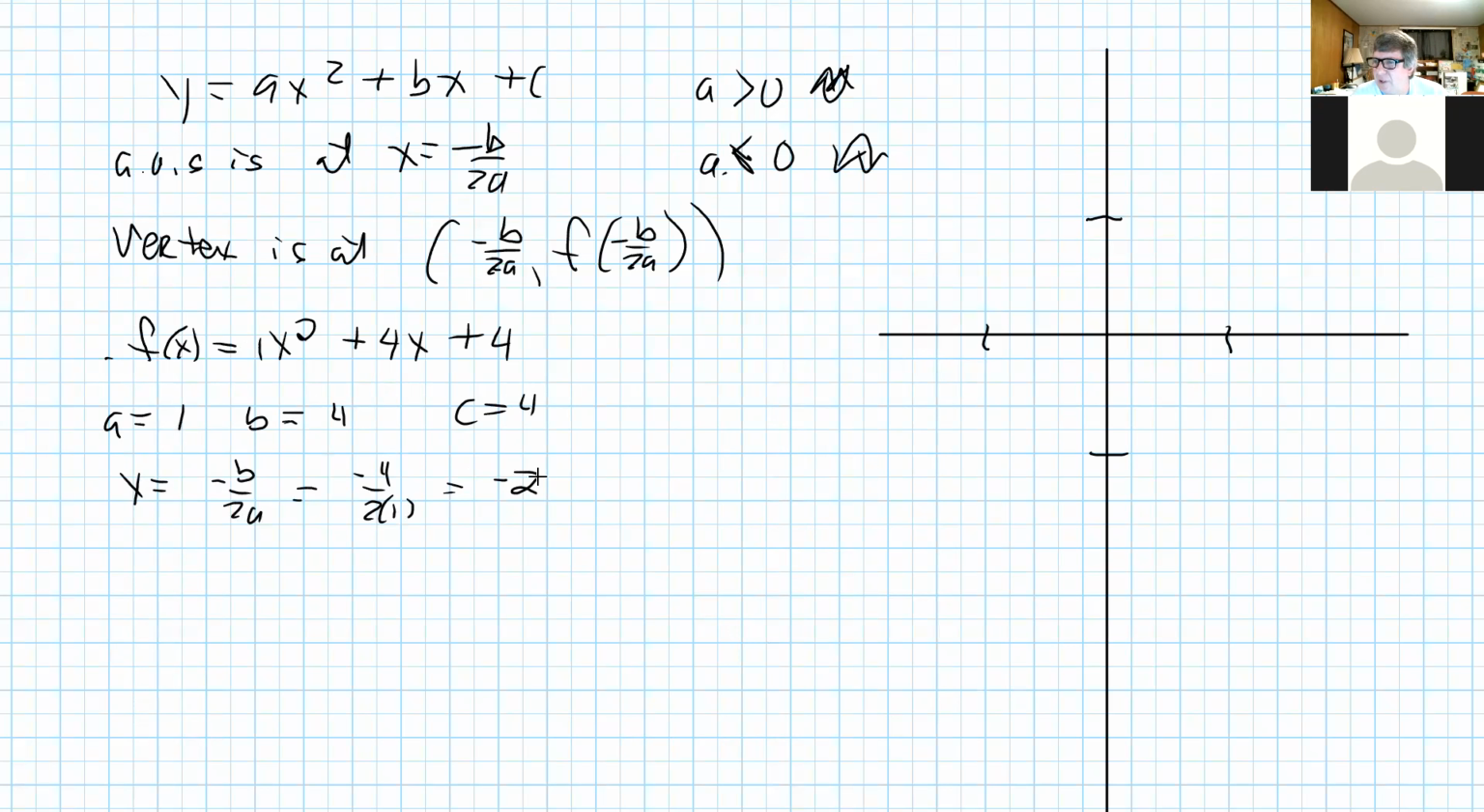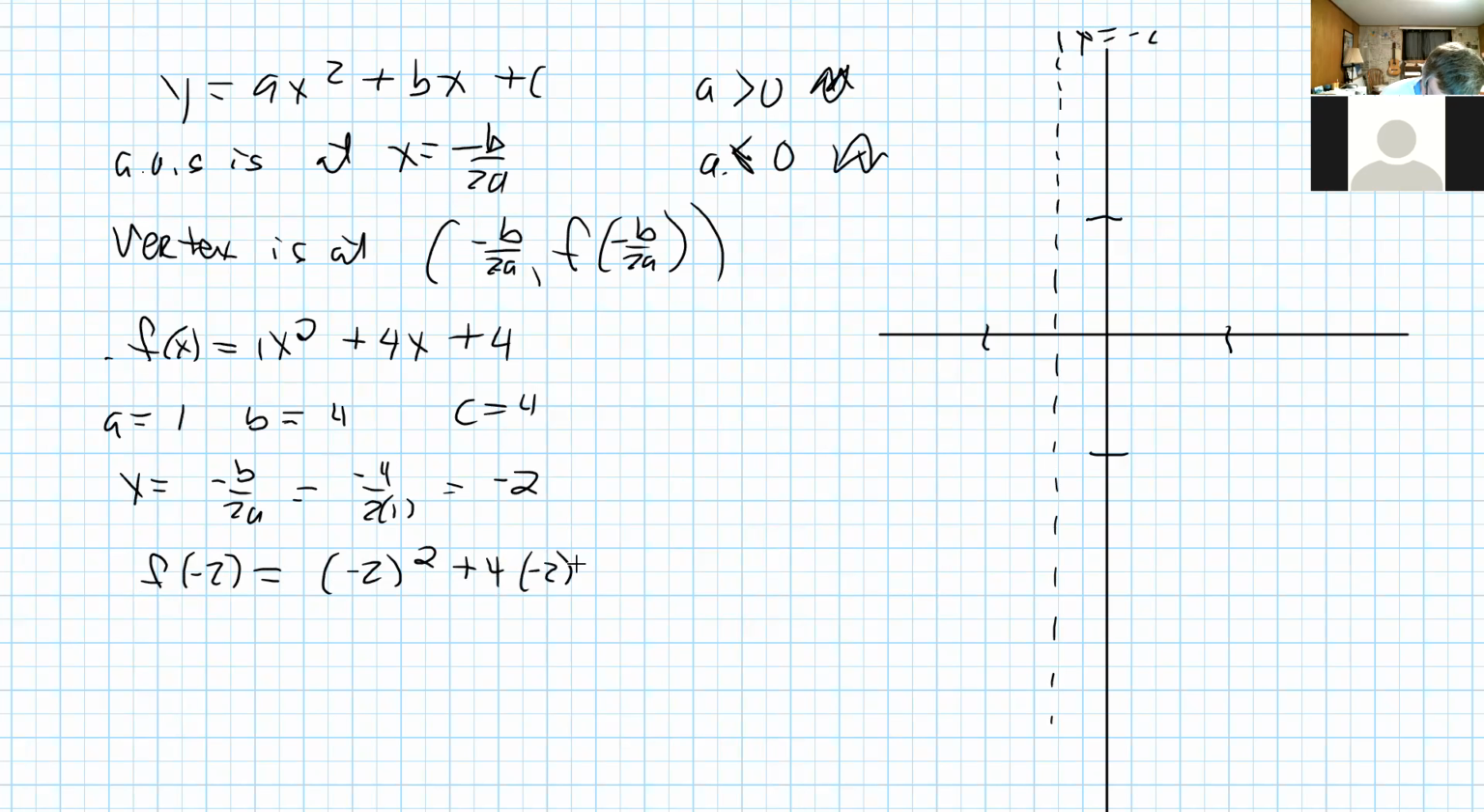If we were graphing this by hand, not on the computer, we'd have an axis of symmetry going through x equals negative 2. Now, to find the vertex, we need to find f of negative 2, which is negative 2 quantity squared plus 4 times negative 2 plus 4, which is 4 minus 8 plus 4, which is 0. So the vertex is at negative 2, 0.